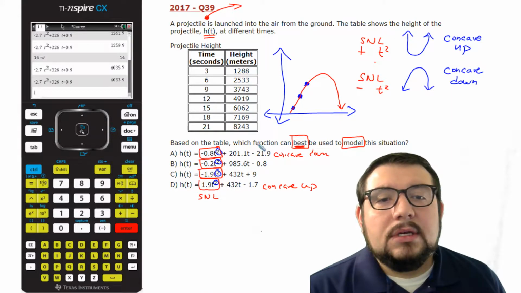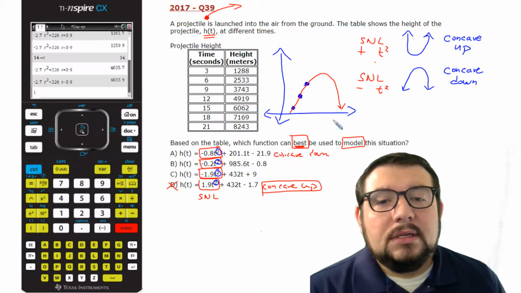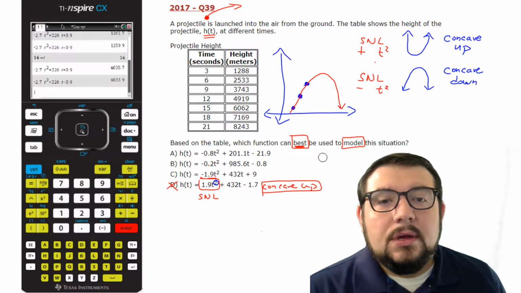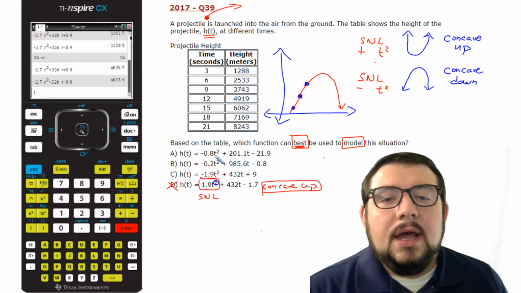Okay, so now we're going to take a look at these functions and say, hey, if it's supposed to be concave down, I can eliminate choice D because choice D is concave up based on the little pattern that we just looked at. Okay, so now let me clean some of this up and we'll take a closer look at these concave down functions. The best way to do this problem, I think, is just brute force, as they call it. I'm going to take my calculator and just do the arithmetic with these points and see which one gives me the best possible answer.